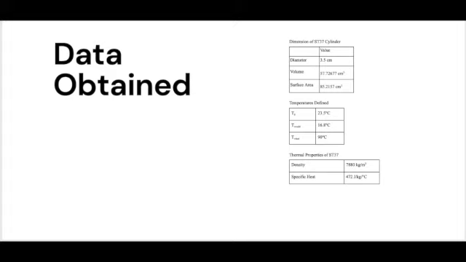Before anything, the dimensions of the SC37 are these: diameter of 3.5, volume of that, surface area of this, and the temperature is defined. T0 is the internal temperature of the cylinder, which I got before doing the experiment. The T fluid of the cold water and the T fluid of the hot water are written down as that. Thermal properties of SC37, for temperatures interpolated, are this: 7880 kilograms per meter cubed, and a specific heat of 472 joules per kilogram per degree Celsius.